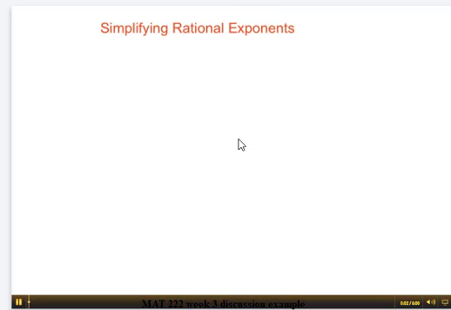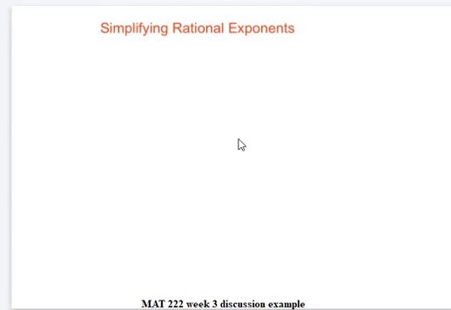Hi class, today we'd like to talk about simplifying rational exponents. So let's start by reviewing radicals. Suppose that we want to simplify the square root of 49. Well, we probably can just look at that and tell that the answer is 7.